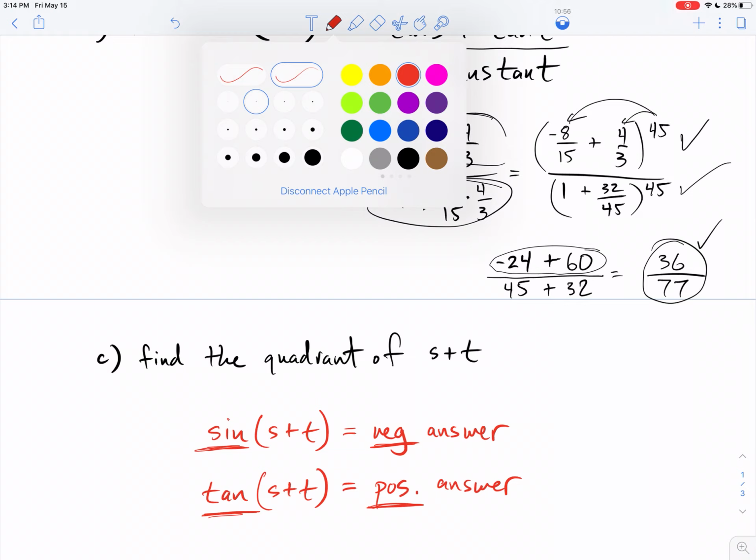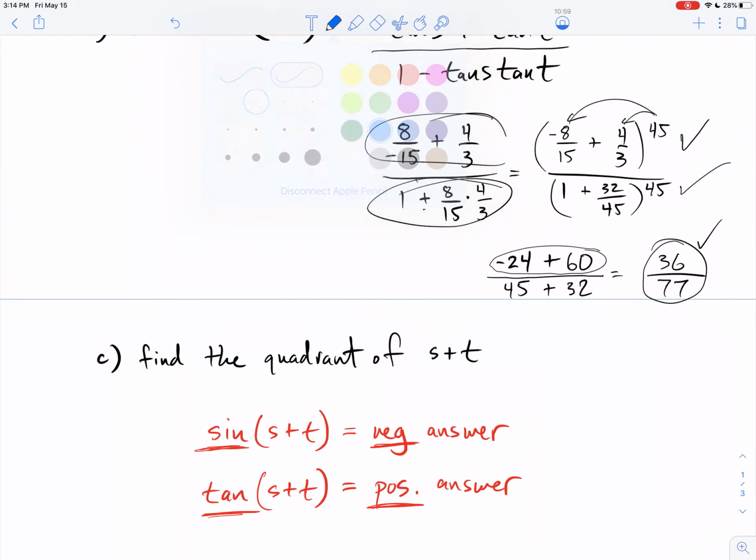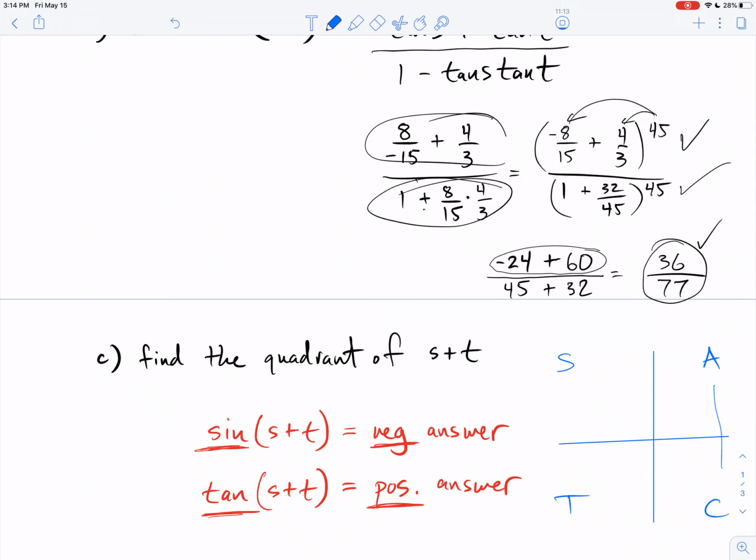Let's get another color just for kicks here. USA, red, white, and blue. Remember the axe rule, or as Quigley says, all students take calculus. This is the way our book says it, axe. Well, in quadrant 1, everybody's positive. But there's only one place where tangent is positive while sine is negative, and that is quadrant 3. So find the quadrant of S plus T. That's how you do it.